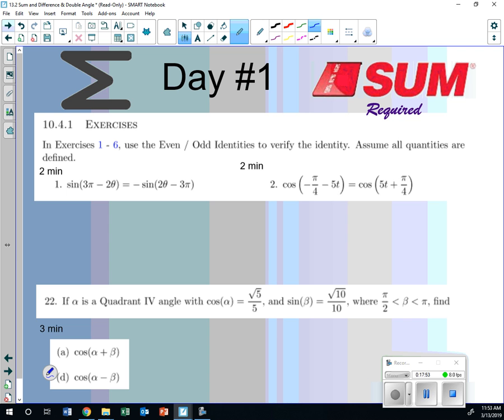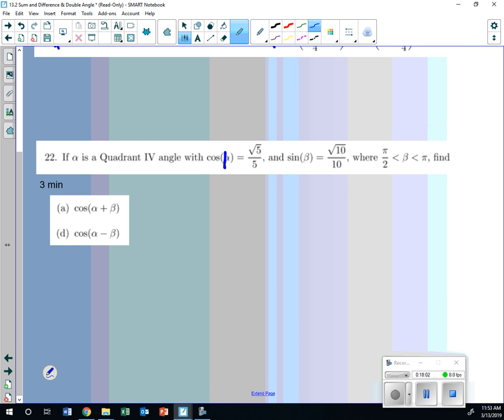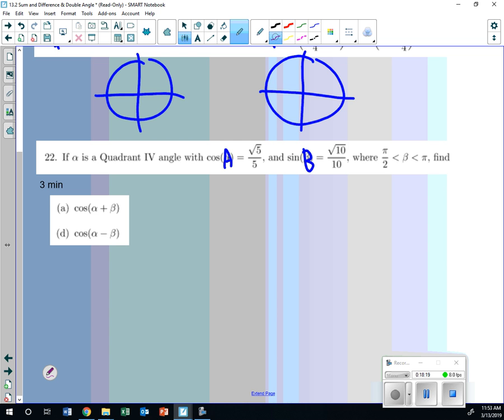Go to day 1. Day 1. All right. Just skip number 1 and 2 here. I'd like you to go right to number 22. I have two angles, angle A for alpha and angle B for beta. Two angles, how many triangles am I going to make? 2, yeah. So we're going to draw 2 circles here, and we'll draw those triangles. The first one is going to be in quadrant 4, okay? So that's where A is going to be.